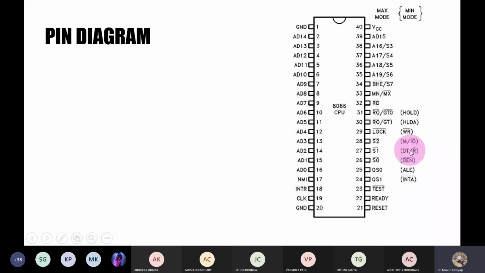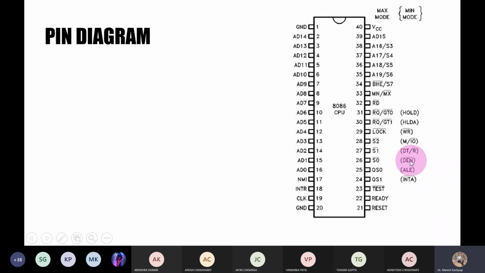Then this is DT/R bar: D for data, T for transmit, R for receive. So since you will have an external peripheral or memory element attached to the microprocessor, whether you are using memory or an input output device will be clear by M/IO bar, but whether you are transmitting or receiving the data will be indicated by this particular pin 27. In minimum mode, its interpretation will be DT/R, data transmit/receive.